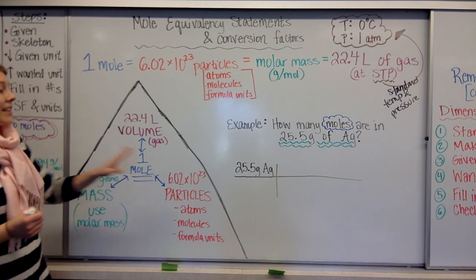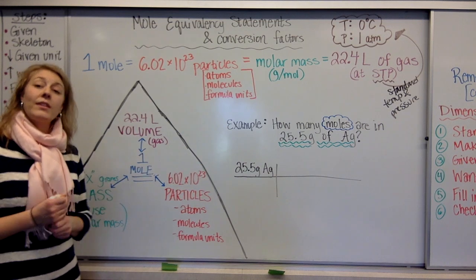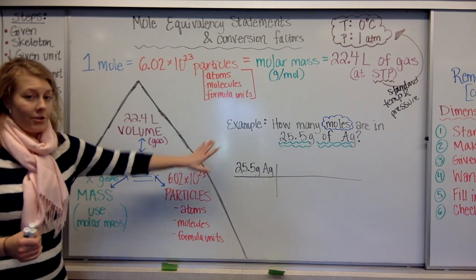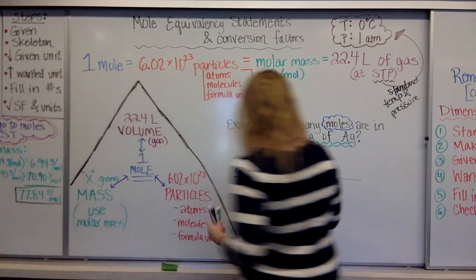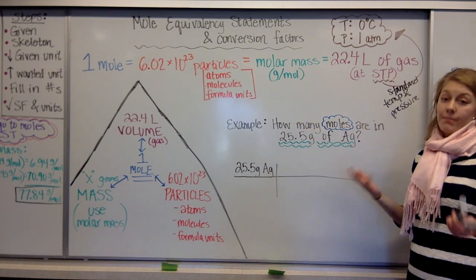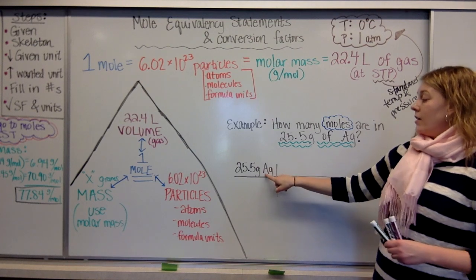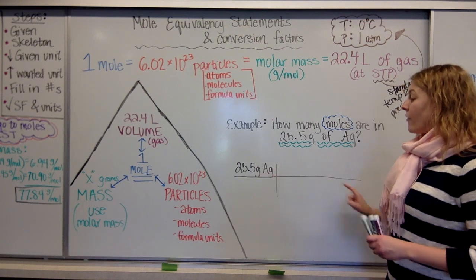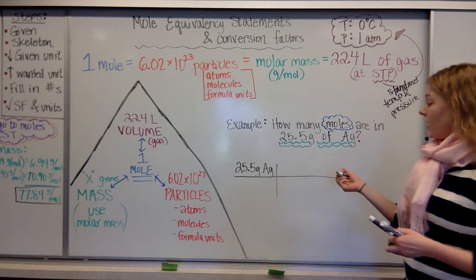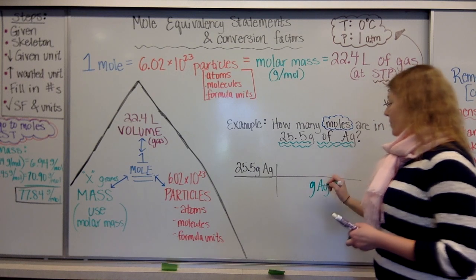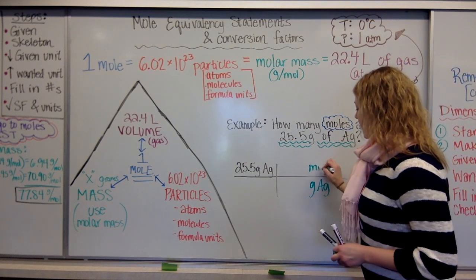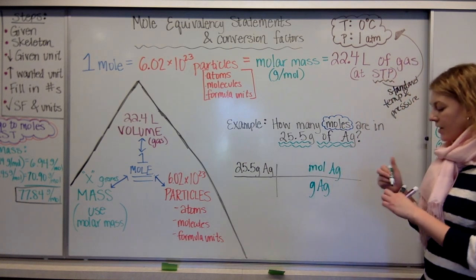Now, let's take a look at an example. We're going to do the same thing we did for our previous example of cookies and dozens, but actually with chemistry. So, first of all, how many moles are in 25.5 grams of Ag, silver? We have our given, 25.5 grams of Ag. We have our skeleton. So, step 3 is put the given unit on bottom. Grams of Ag goes on bottom, our wanted unit on top. We're trying to find moles, so moles of Ag goes on top.